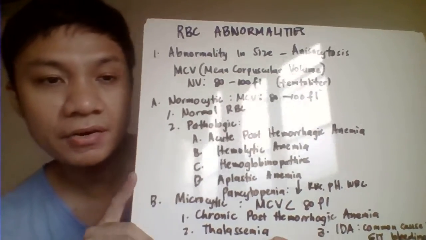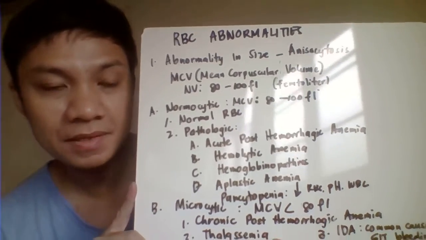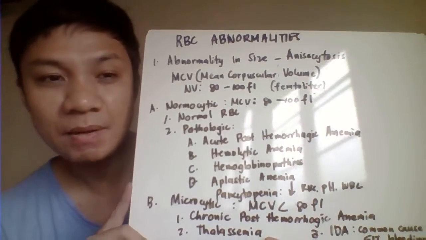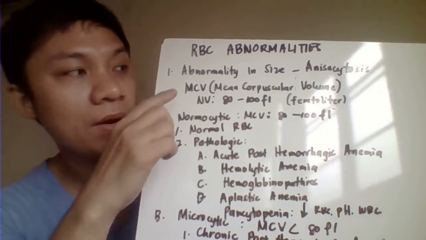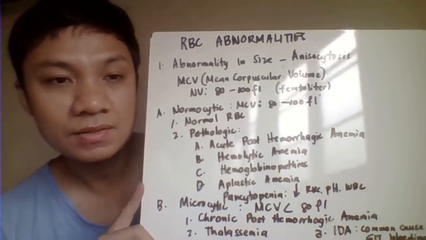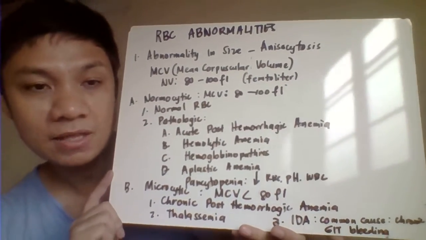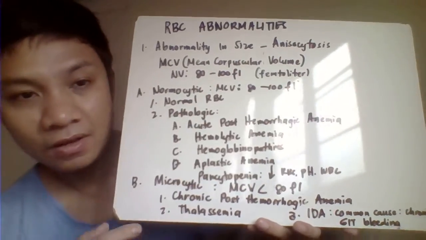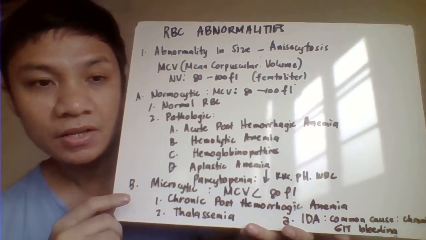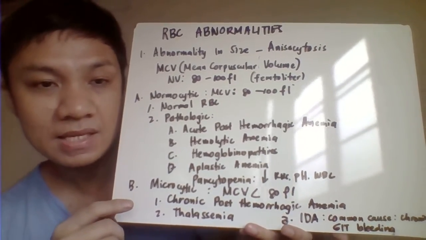So we classify here your abnormal morphology or RBC abnormality. Number 1, RBC abnormalities according to the following. Number 1, abnormality in the size. Abnormality in the size, we call it anisocytosis. Okay, our measurement here for abnormality in the size, we have here one of your blood indices.